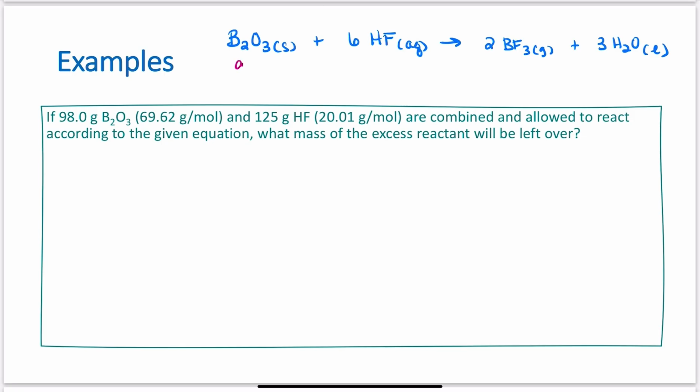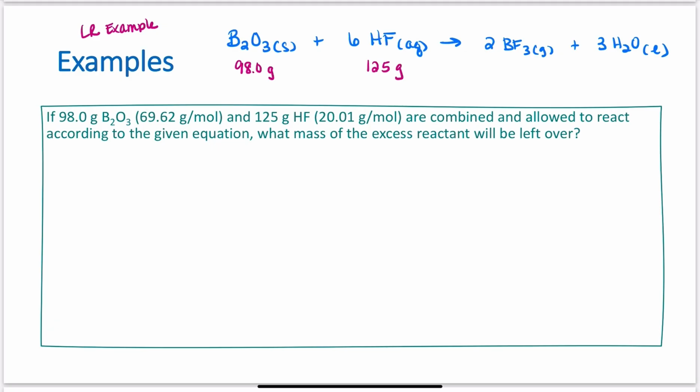So write down underneath the reaction what you're given. You're told 98.0 grams of B2O3 and 125 grams of HF. Just seeing something listed under both reactants immediately tells me that this is a limiting reactant example because I have amounts for both reactants. Not only that, it does say, what mass of the excess reactant will be left over. I need to know that as well. But just seeing this immediately tells me.